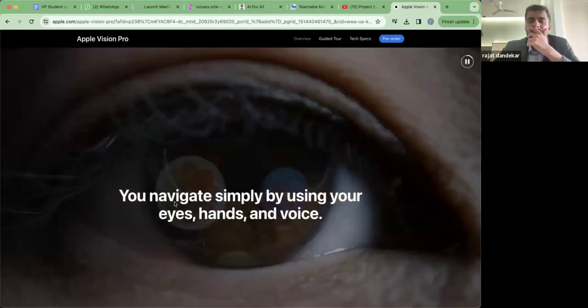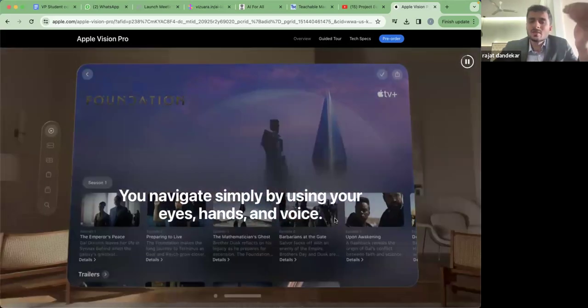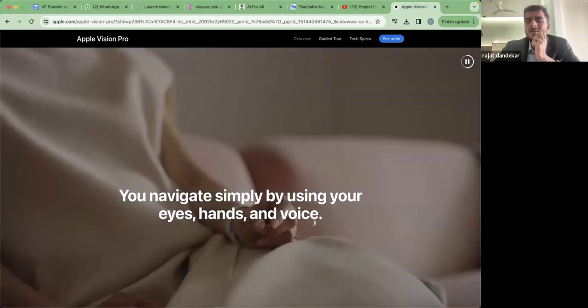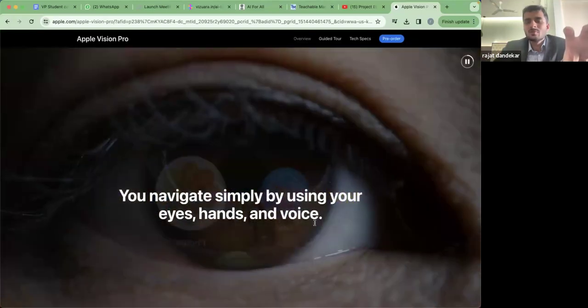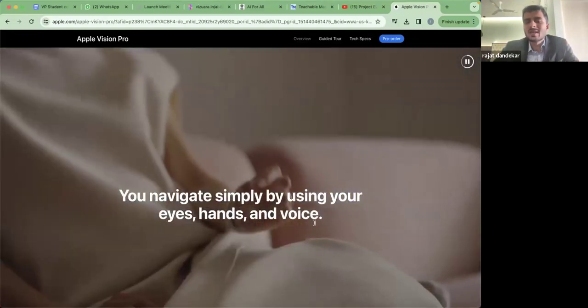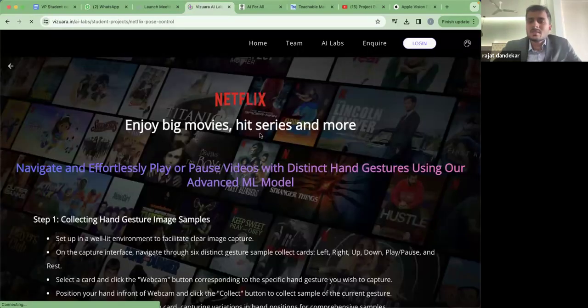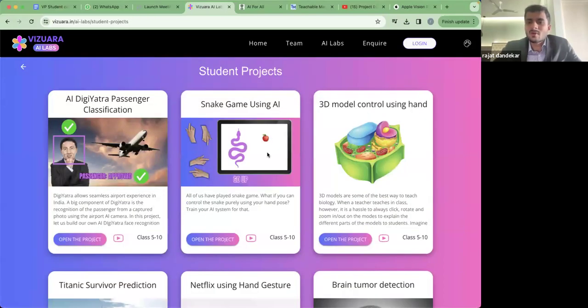Yeah, so this is what I was trying to focus on. You can navigate simply by using your eyes, your hands, and your voice. So there is really no need of a mouse even. You can see in the image, they are trying to control the movement using either their eyes or their hands. So through this project, the students can actually learn what is the technology behind these interesting applications. You can actually visit this website and interact with several of these projects.